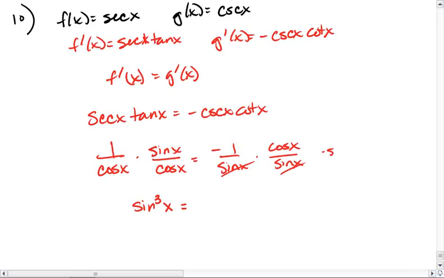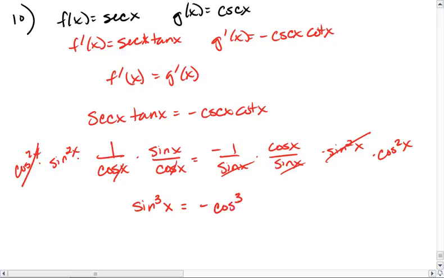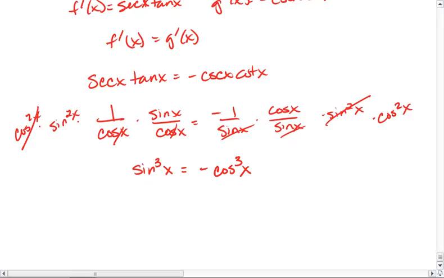Similarly, we can multiply both sides by cosine squared x. This will get rid of the denominators on the left and leave us with negative cosine cubed x on the right. Well, we can take the cube root of both sides and see that we need a point where sine equals negative cosine.